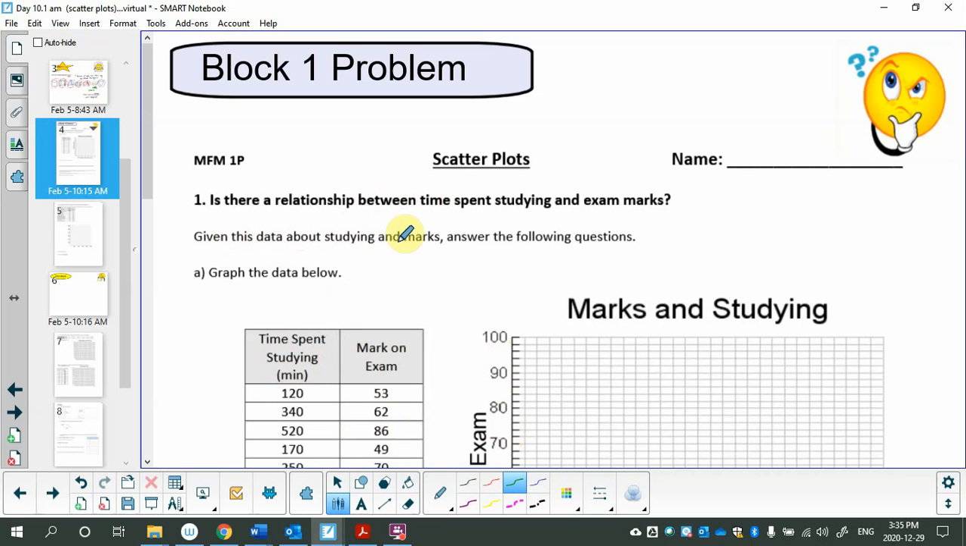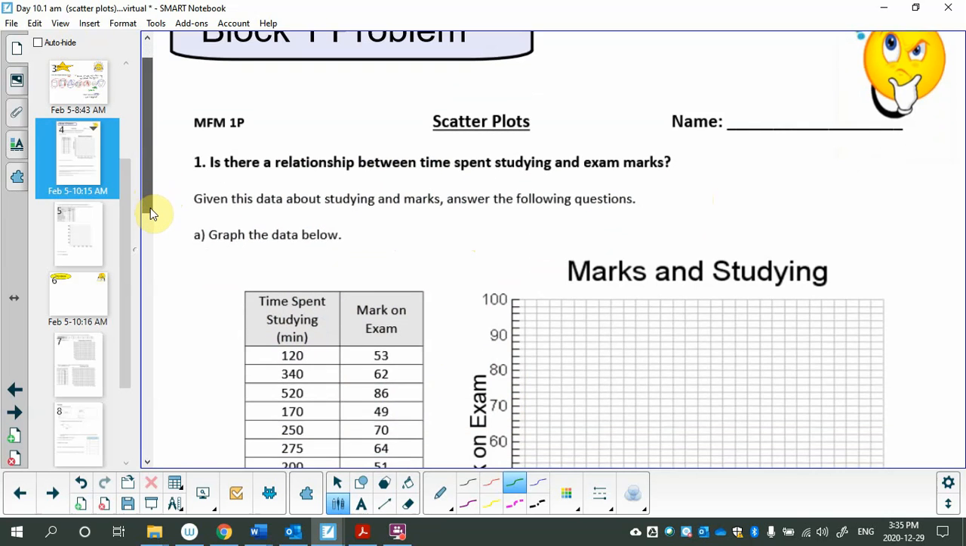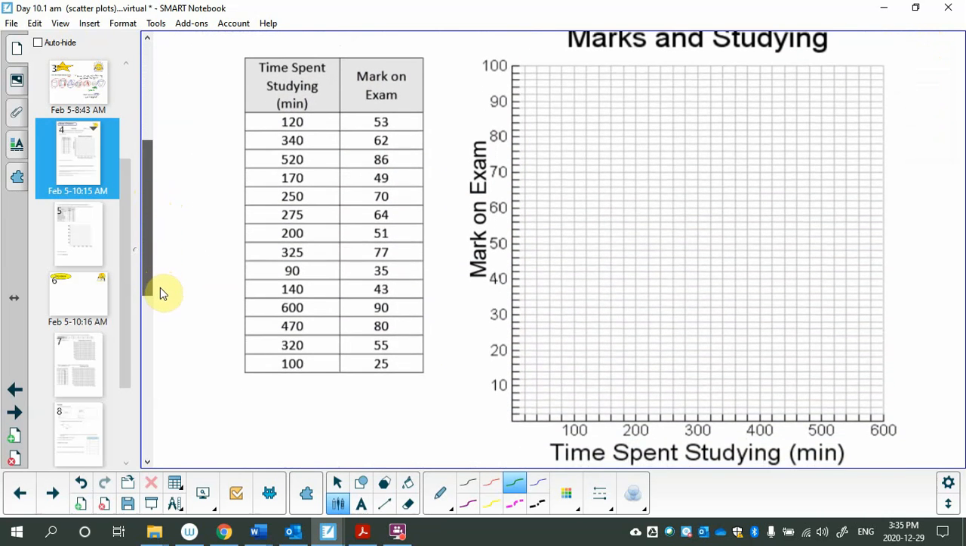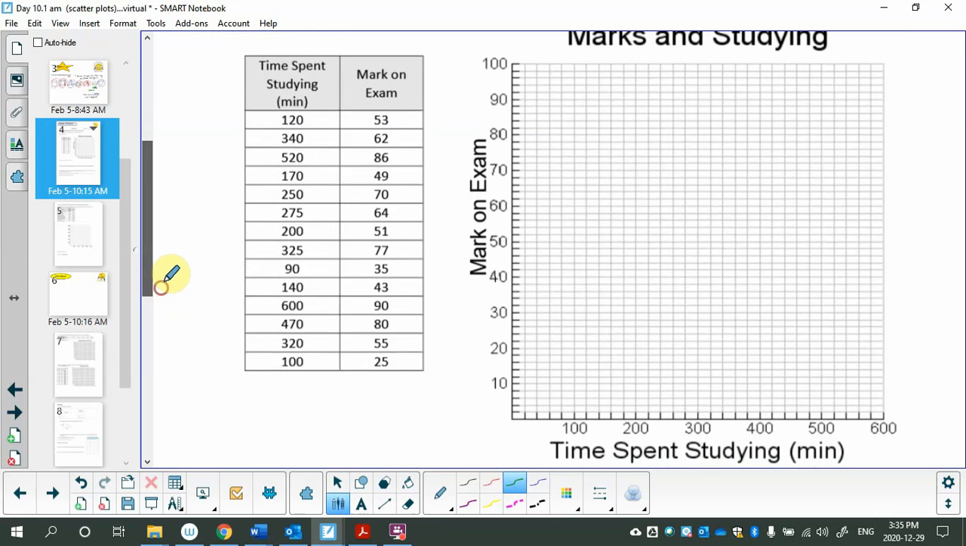So given this data about studying and marks, answer the following questions. So we're going to answer those questions, but before we do, we have to answer part A, which is to graph the data below. So I am going to put it right here and go over what's necessary.